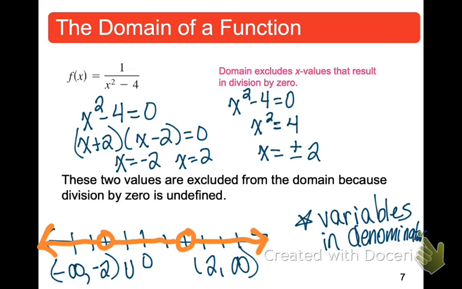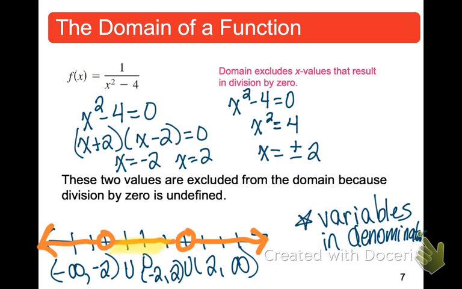But what happens is students forget about this part in the middle. So I've got to write in interval notation, I've got to represent all the numbers between negative 2 and 2, but not negative 2 and 2. And so I do that by what looks like an ordered pair. It looks like an ordered pair. It's not an ordered pair.